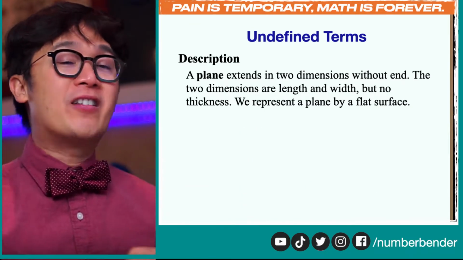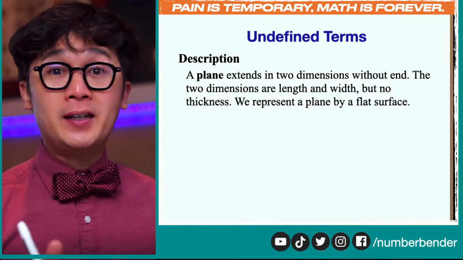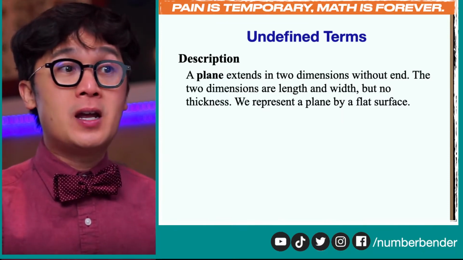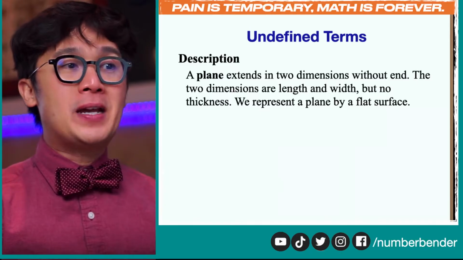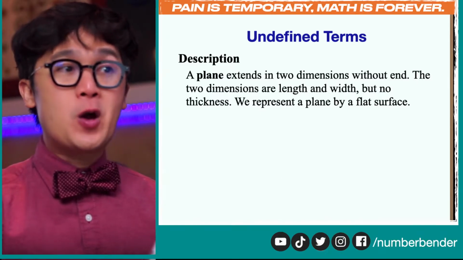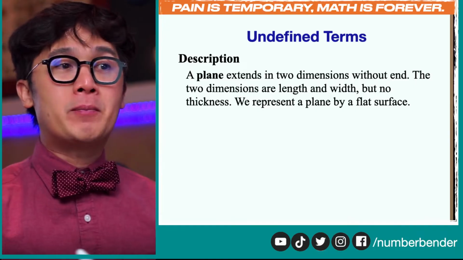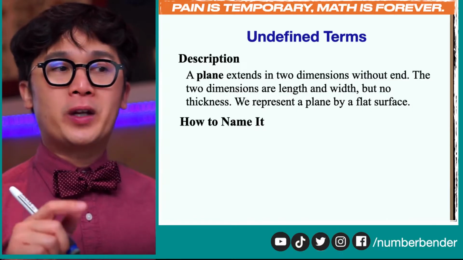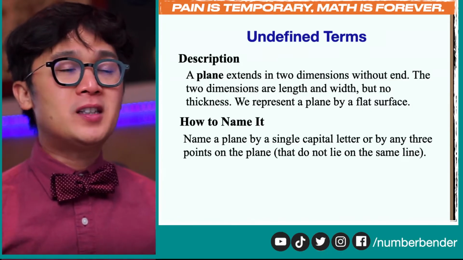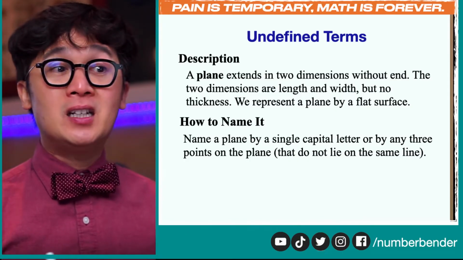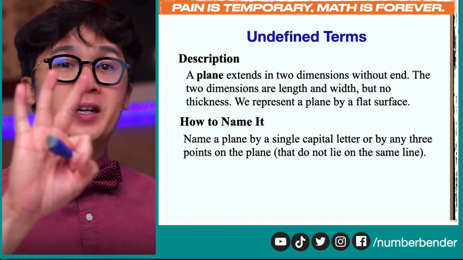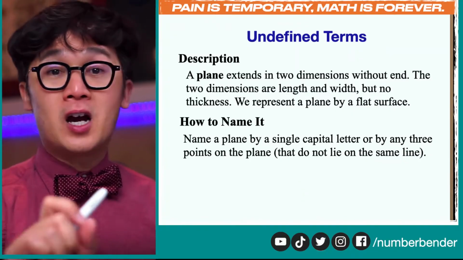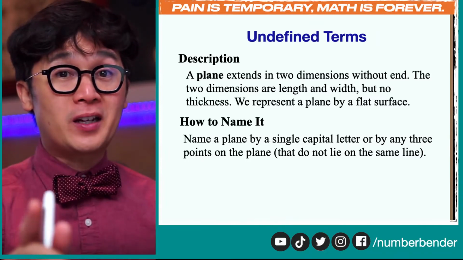And we have planes in geometry, so we have points, lines, and planes, and a plane in geometry extends in 2 dimensions. Now we're talking about 2 dimensions without end. So the 2 dimensions are length and width, but no thickness. And we represent a plane by a flat surface. And when we are naming a plane, we can name it also in several ways. For example, we name a plane by a single capital letter or by any 3. That means we're using 3 letters this time, capital letters, not 1, not 2, not 4, but only 3 to denote a plane.